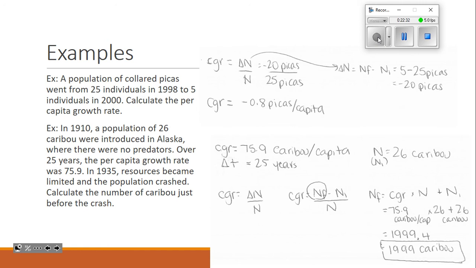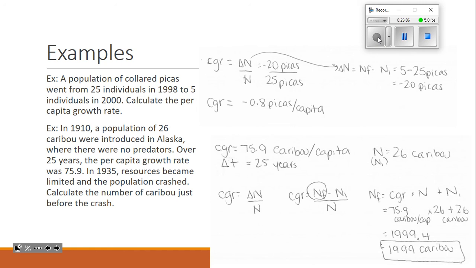It tells me the per capita growth rate and asks me to calculate the number of caribou at the end of that 25 years. So I'm looking for final population size. Here's my per capita growth rate formula. CGR equals delta N over N. I'm going to replace delta N with N final minus N initial, final minus initial population size. That's what I'm looking for. That's why I circled N final. I'm looking for the final population size.